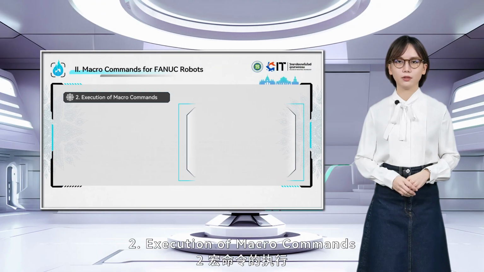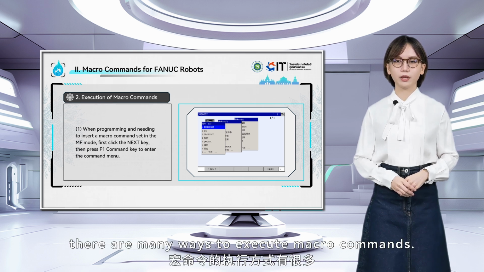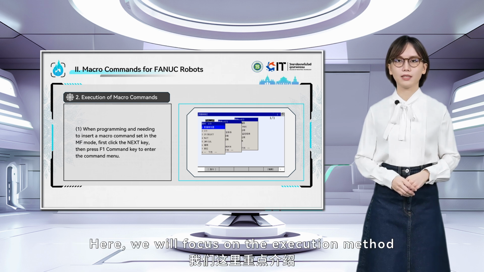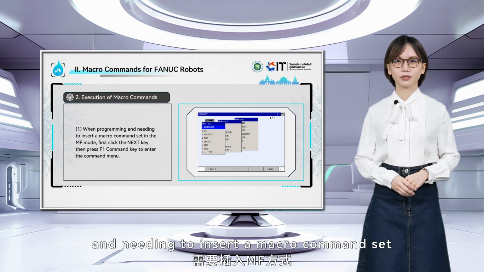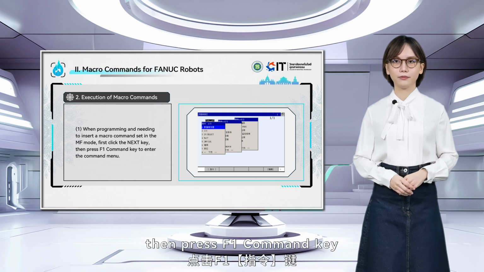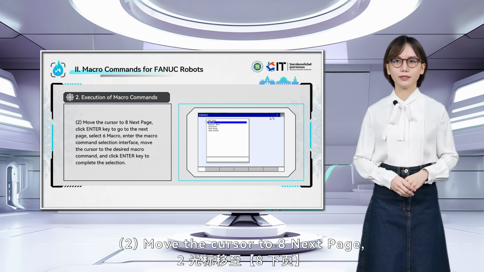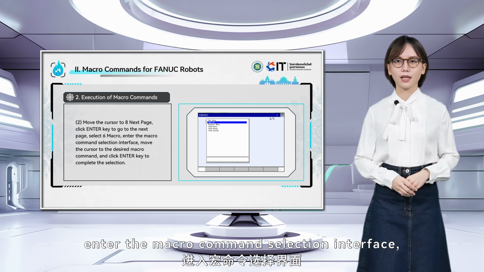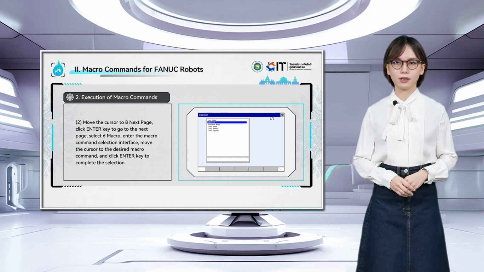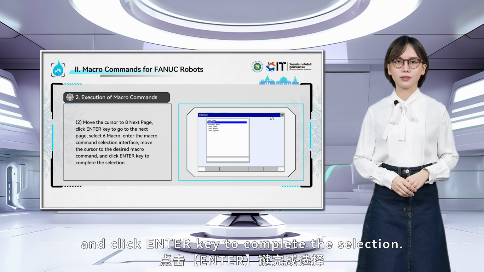2. Execution of macro commands. As we mentioned earlier, there are many ways to execute macro commands. Here, we will focus on the execution method using the MF approach. 1. When programming and needing to insert a macro command set in the MF mode, first click the next key, then press F1 command key to enter the command menu. 2. Move the cursor to 8 next page, click Enter key to go to the next page, select 6 macro, enter the macro command selection interface, move the cursor to the desired macro command, and click Enter key to complete the selection.